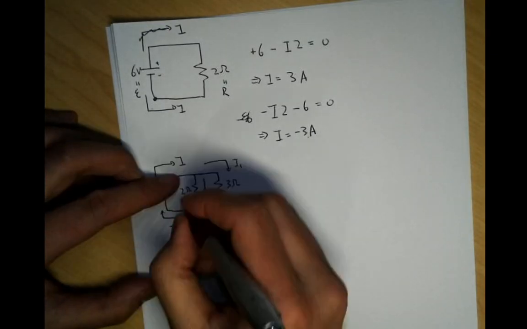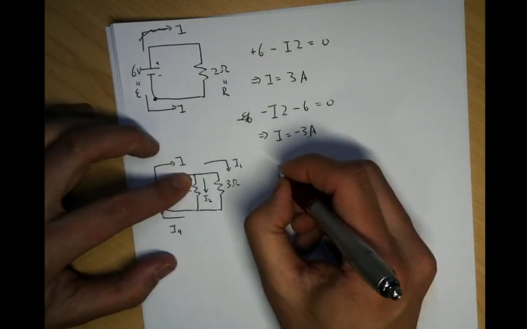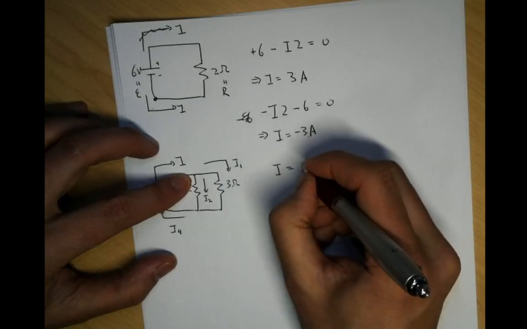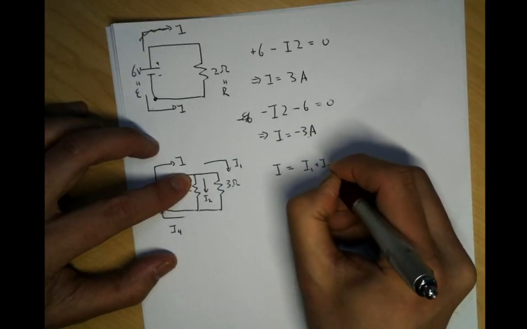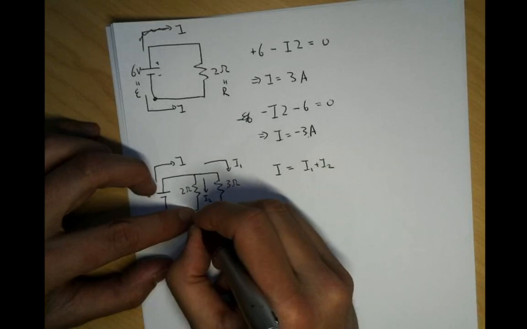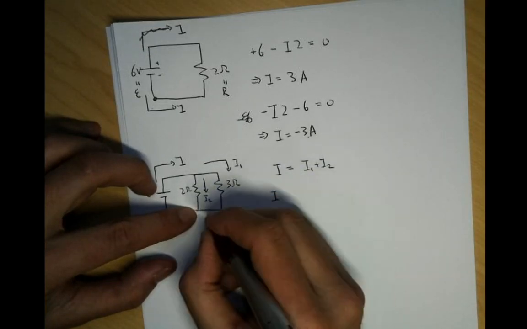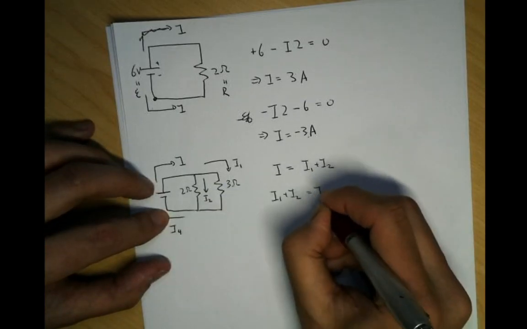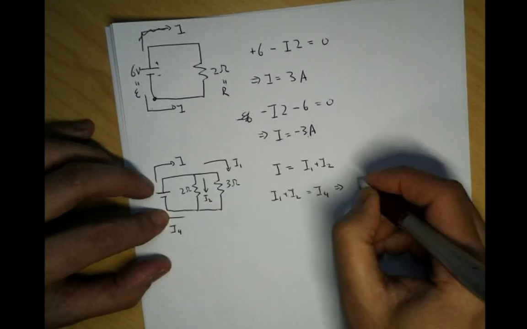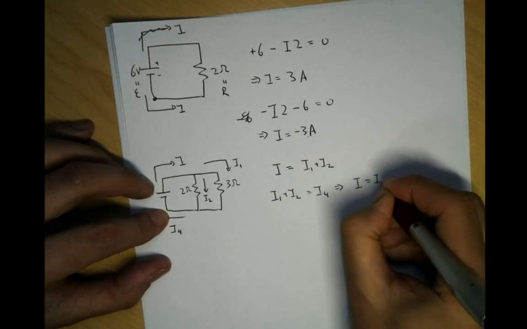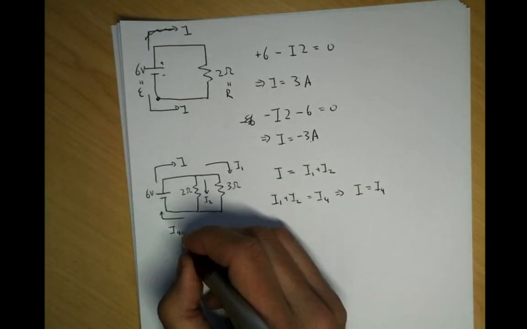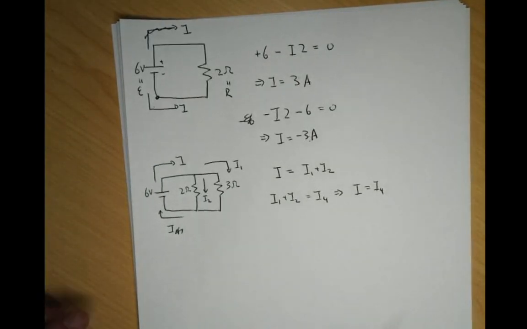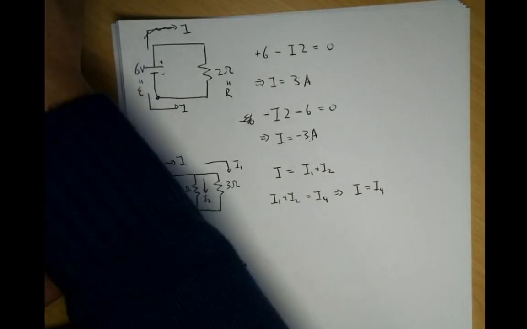All right. So at this fork here, what comes in is I. This is equal to what goes out, which is I1 plus I2. Okay? And similarly at this fork right here, what comes in is I1 plus I2, and what comes out is I4. Right? So basically the first thing we get is I is equal to I4. That's not surprising at some level. Now let's go and draw our circuit.